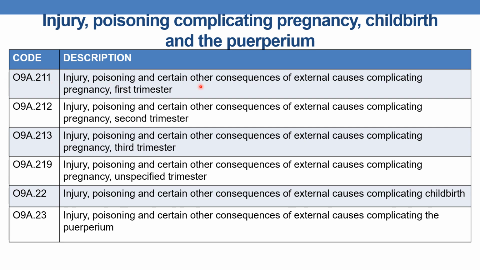This indicates injury, poisoning and certain other consequences of external causes complicating pregnancy, first trimester. O9A.212 indicates second trimester. O9A.213 indicates third trimester. O9A.219 indicates unspecified trimester. And O9A.22 indicates injury, poisoning and certain other consequences of external causes complicating childbirth. And O9A.23 indicates complicating puerperium. This is common for all the subcategories of the O9A category.